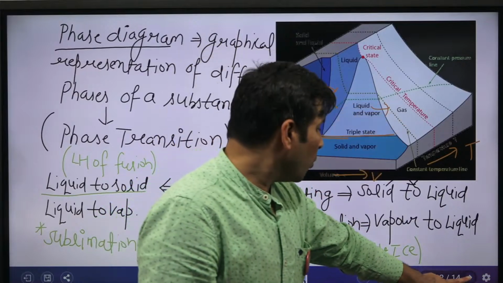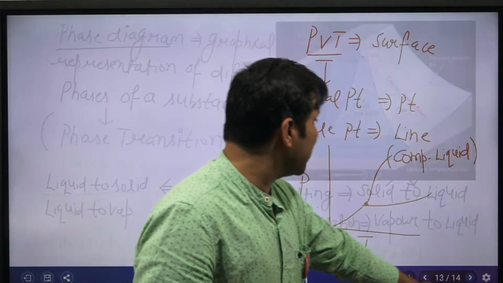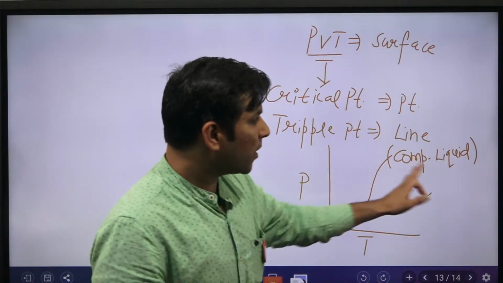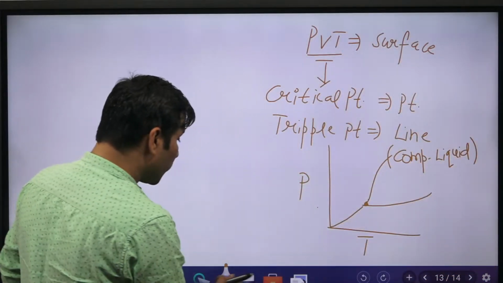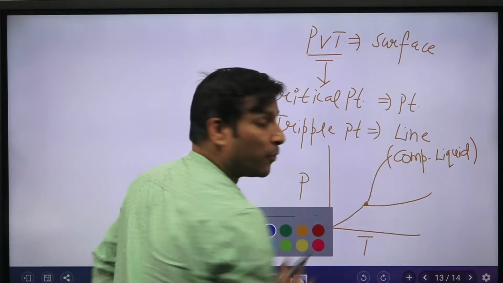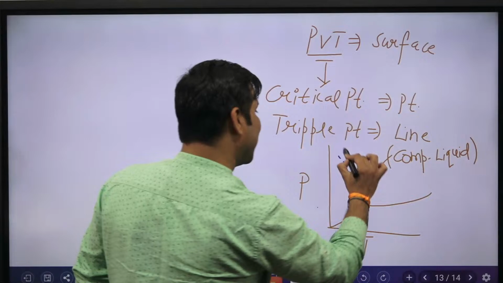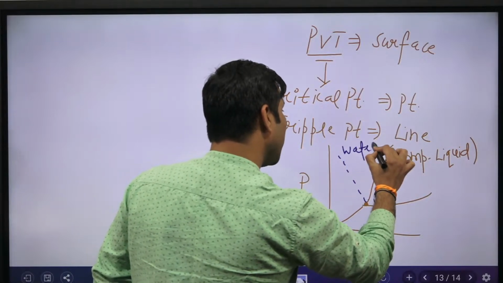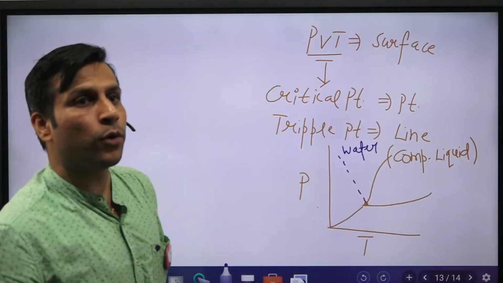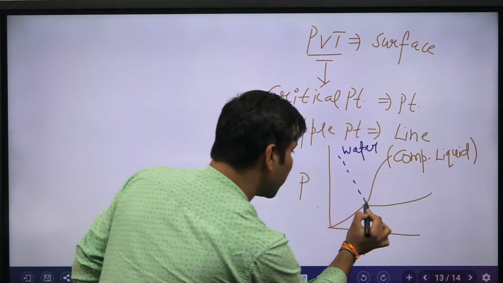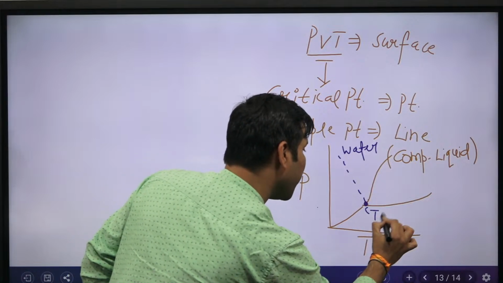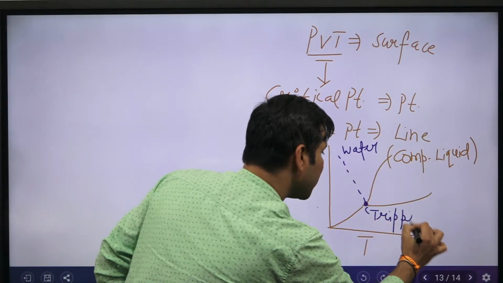So what information can you get from this? This is the particular curve for compressed liquid, and for most liquids this type of curve you get. But for water, you will get a curve like this. What curve do we get for water? It looks like this. This is for water, guys. This type of curve you will get for water. This is known as the triple point.